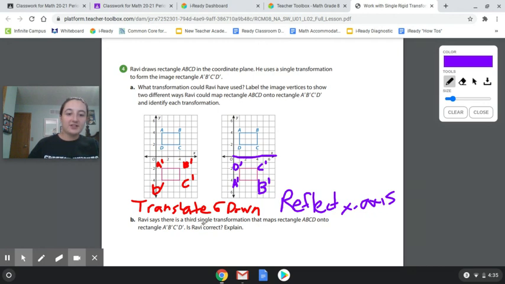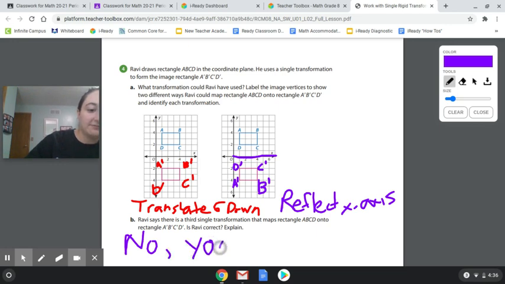So Ravi says that there's a third single transformation that maps it onto. So we already did translation, we already did reflection, which means all that's left is rotation. And we already talked about how you can't rotate, because if you rotated the rectangle this way, it would go this way for 90 degrees. So therefore, Ravi is incorrect, because you cannot rotate.